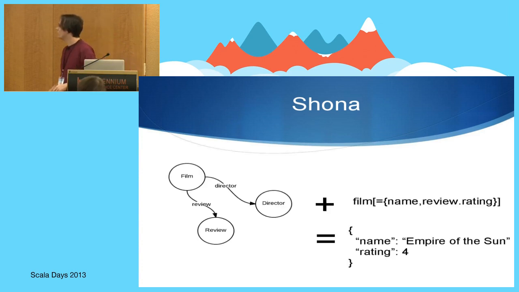Here is more concretely what could be done. For example, we have a model with film, director, and review, and a relationship between film and director, and film and review. If we apply that query on the graph, we expect to get this kind of data as a result. Here I just show some JSON data, but what we really want is a Scala data structure that we can use in Scala code, and not only when it's accessed through a JSON API or something like this.